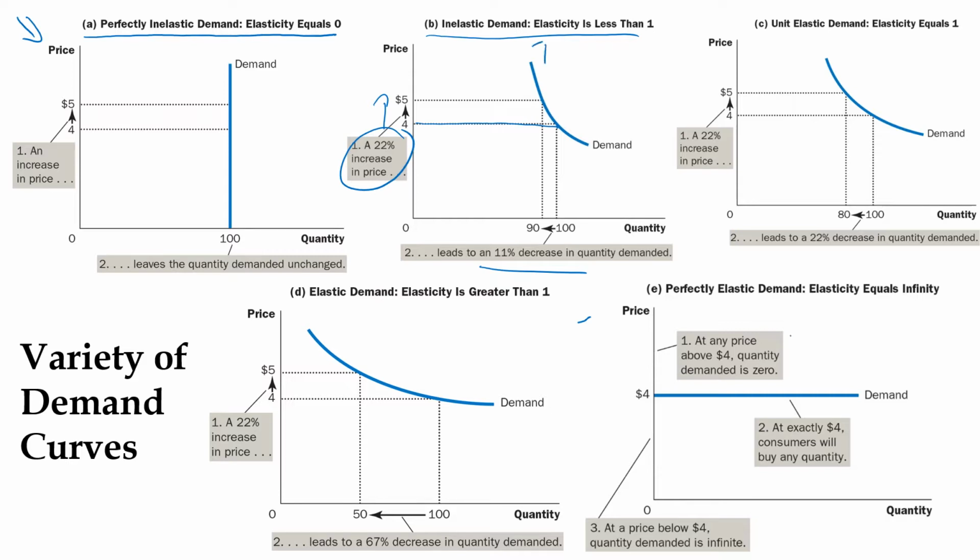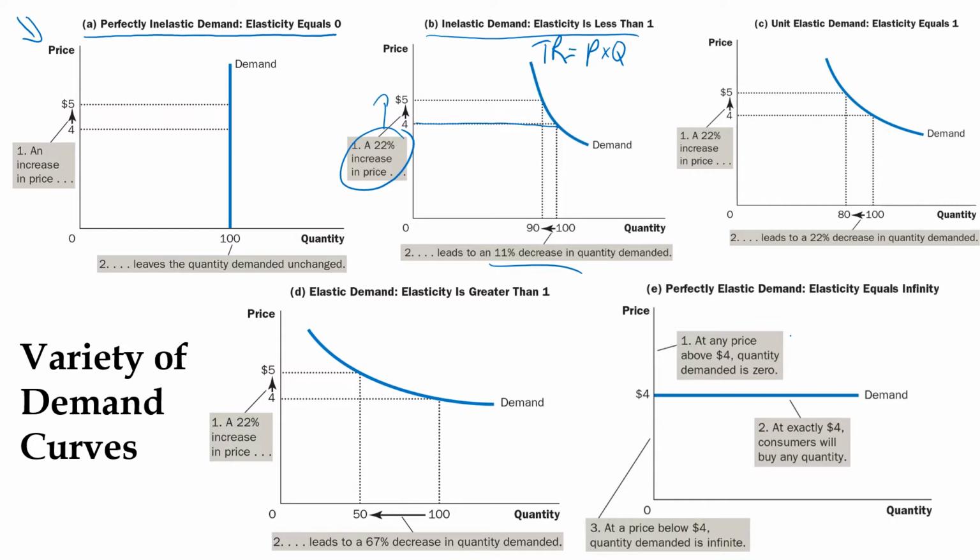If total revenue equals price times quantity, would you be better off increasing the price? If all you're considering is total revenue in your decision, would it be better to increase the price? Absolutely it would. Because the price increase is going to contribute 22% to total revenue, while the decrease in quantity as a result is only going to lead to an 11% decrease in the quantity demanded. So the pros outweigh the cons in that case.